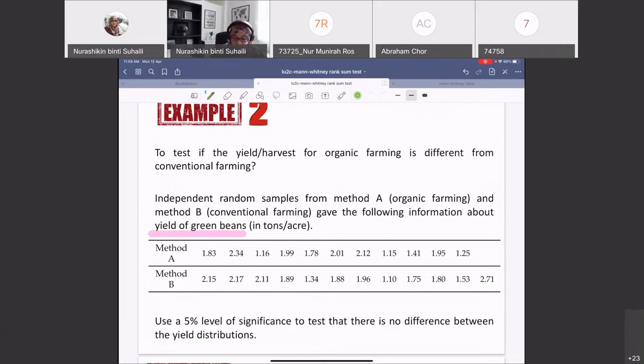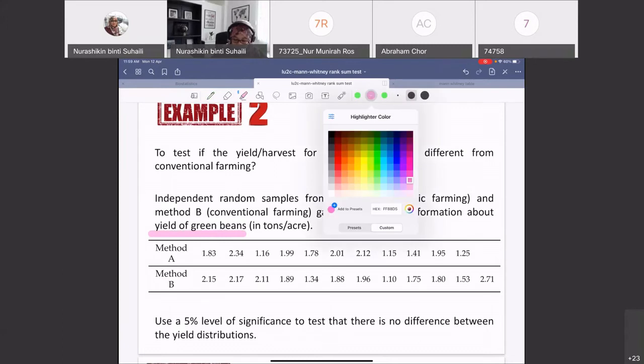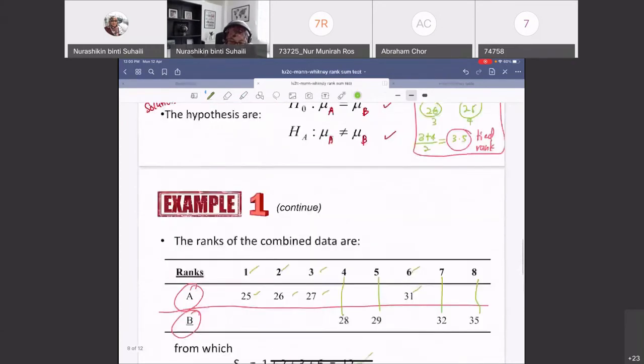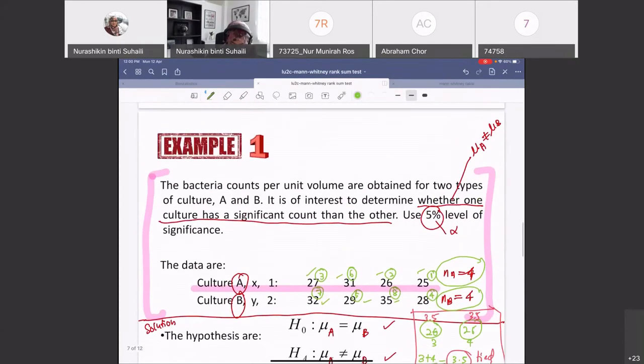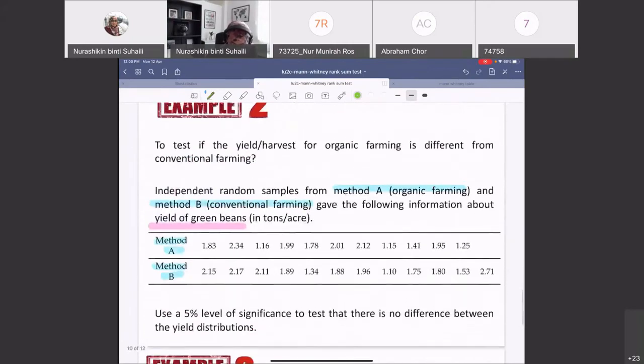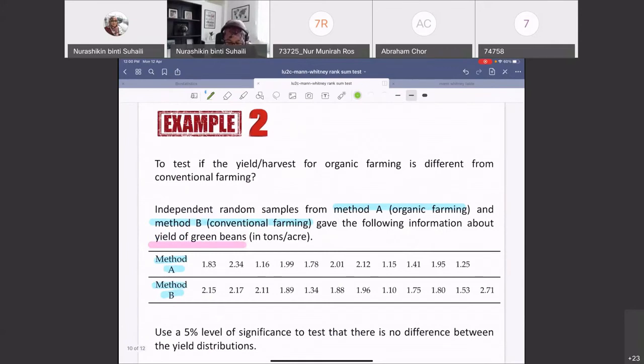So it's about comparing the two methods, A and B: organic farming and conventional farming. Method A and method B. Now, the difference between this problem and the other problem, what's the difference? This is example 2. Just now we talked about example 1. What is the difference between example 1 and example 2? Different number of samples from A and B.